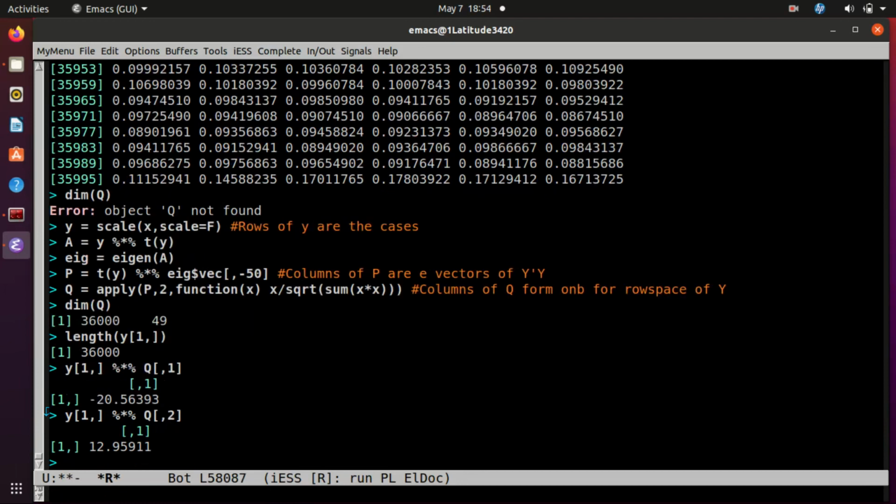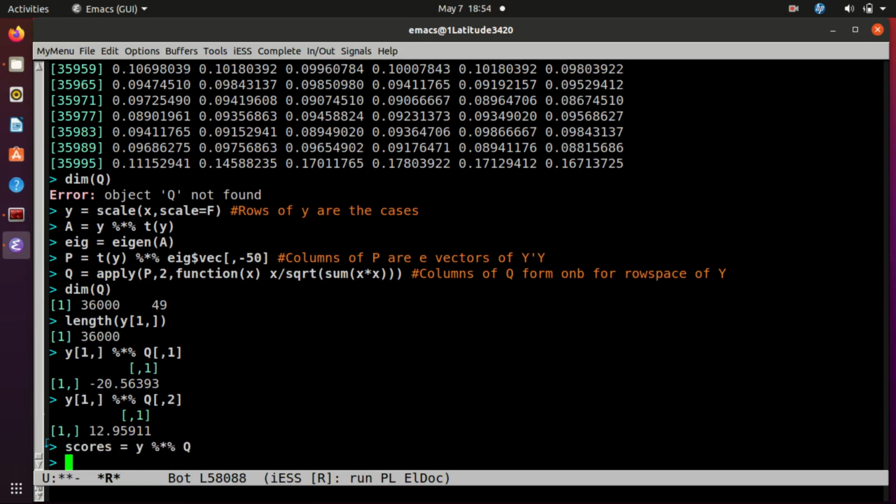Now instead of doing it separately, I can do it in one single go, that is by taking y and multiplying that by Q. So I will get all the coefficients for all the photos, and this is what is customarily called the scores. So I say scores equal to this. So scores basically express the original photos in terms of my new coordinate system.